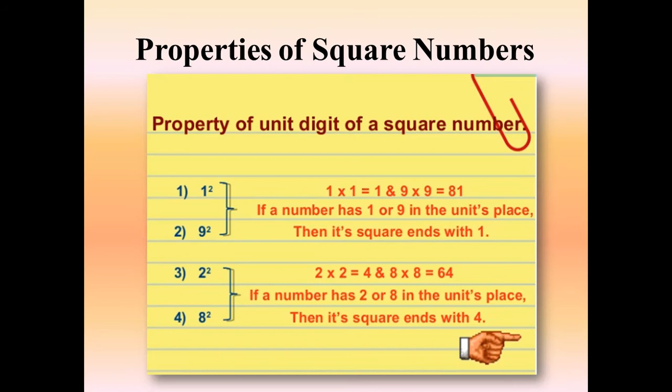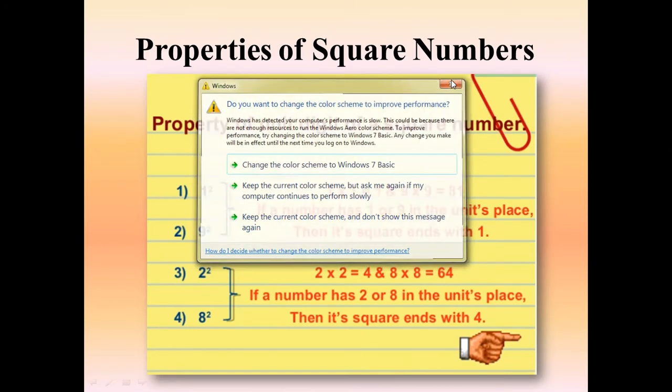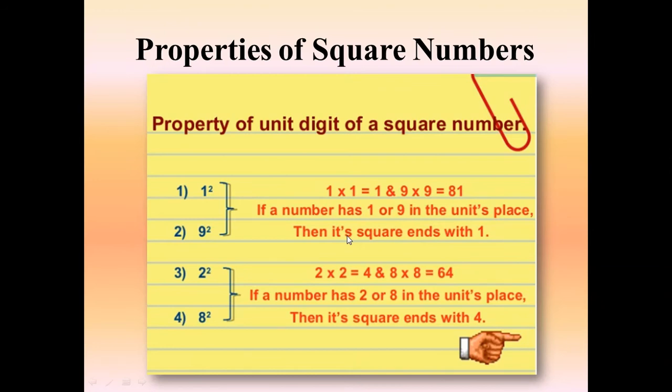Now regarding this property of the unit digit of a square number. If any number has 1 or 9 in the units place, then its square definitely ends with 1. Like 11 square is 121, and if I calculate 19 square, you will get 361. The first number has 1 at the units place, and 19 has 9 at the units place. So when I calculate the square of that number, what did I get? 1 at the units place.